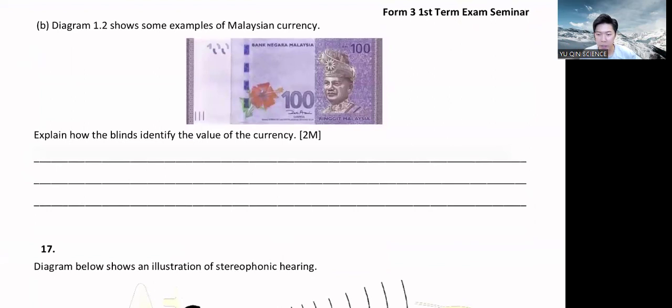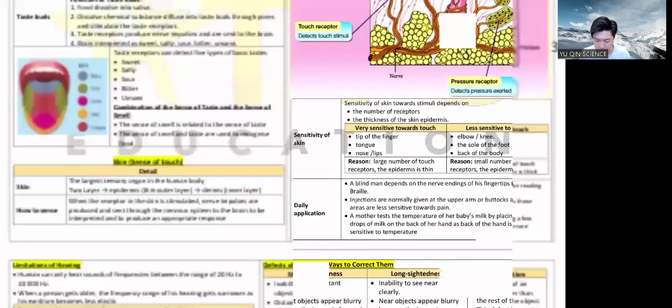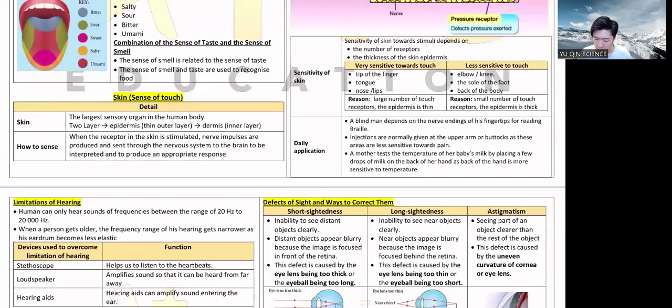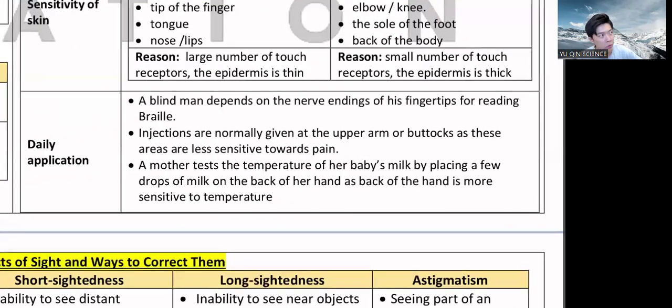Okay, we go to B, everybody. Explain how blind people identify the value of currency. Oh, okay. That's easy from here. So for 2 marks, how do they read? They read the thing called braille, right? Read with what? Read with their fingertip. 2 marks. That's it. Simple.